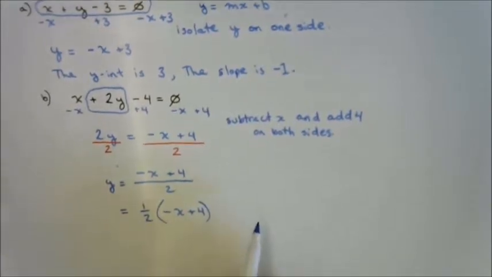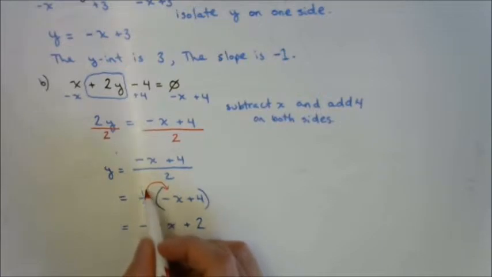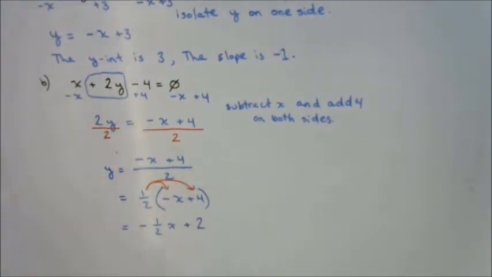Now look at what happens. I'm not done simplifying it yet. It's not in y equals mx plus b yet. It's in some number times a binomial. So now I distribute. I end up with 1/2 times negative x, which is negative 1/2 x, plus 4 times 1/2. 4 times 1/2 is 4 divided by 2, which is just 2. Yes, we've distributed it, so you can draw your arrows if that's helpful for you. We're distributing the 1/2 to the first term and 1/2 to the second term. Now this one is done.